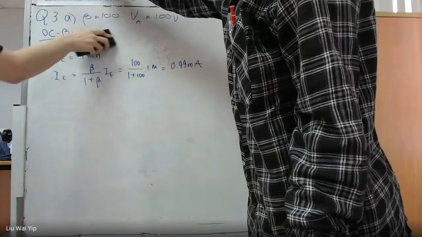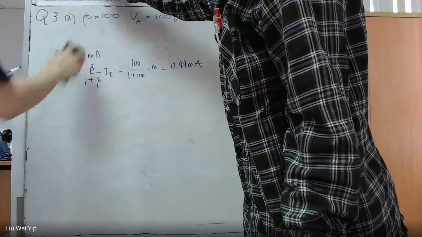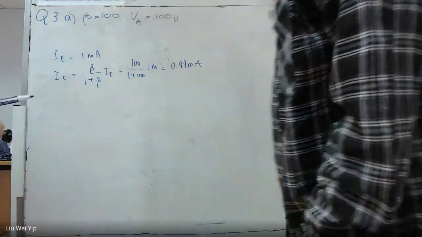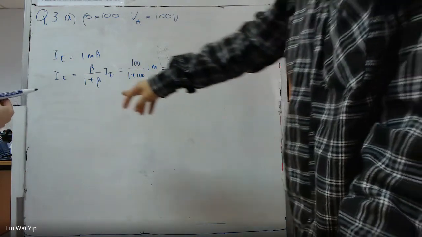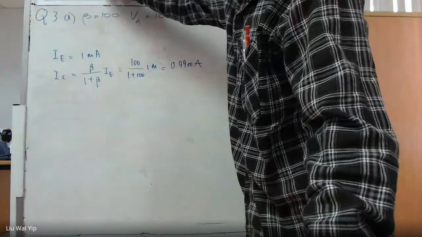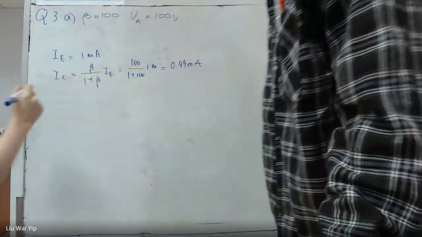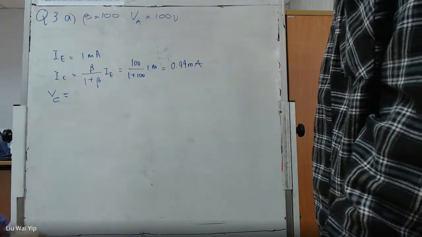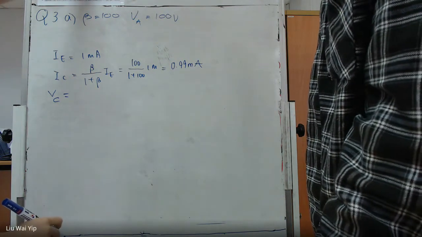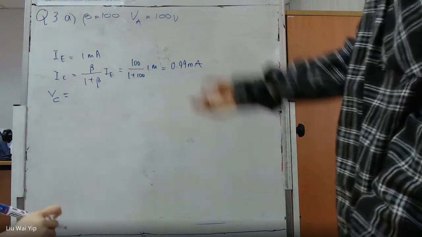Then the next thing that we can work out is the collector voltage. Just write down the equation for the collector voltage, I mean the voltage here, VC. VCC minus RC multiplied with IC. Exactly.